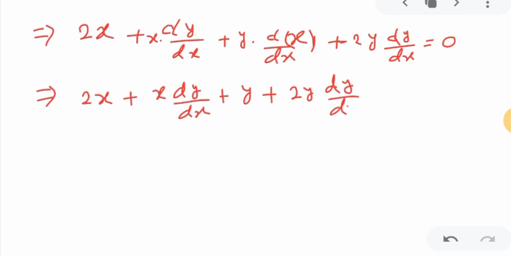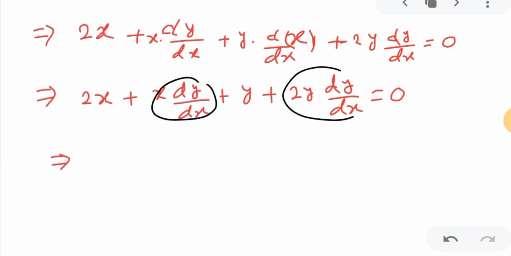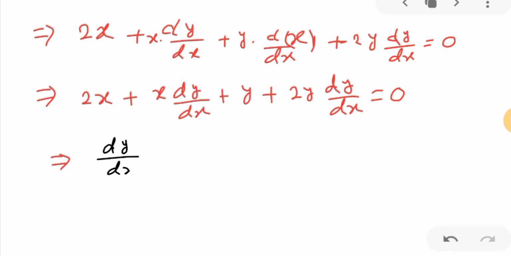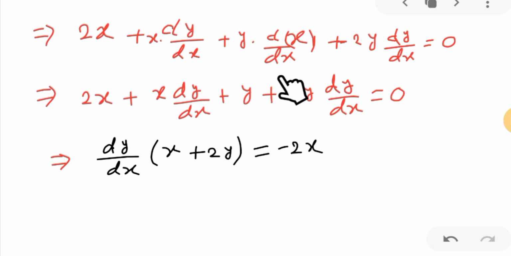Now since we have to find dy upon dx, I will separate the dy upon dx terms. Two terms contain dy upon dx, this term and this term, so I will take them together. I am taking dy upon dx common, from the first x and from the second 2y, so x plus 2y, correct? The rest two terms I am sending to the right side, so this will become minus 2x and this y will become minus y on the right side. Minus 2x minus y, I can take minus common, so minus (2x plus y), correct?